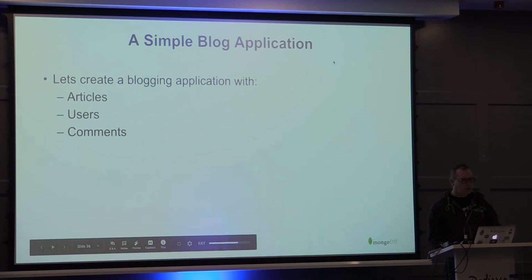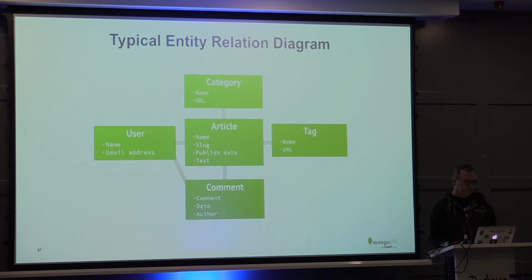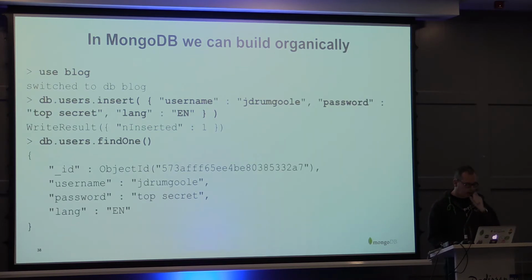So let's look at a simple blog application. Let's create a blogging application with articles, users, and comments. You do a typical entity relationship diagram with this if you're doing relational. But with MongoDB, you can just get started and work along organically. So we use blog, and we switch to the DB blog. Then we insert the first user with a password and a lang. We get a write result, and we find one, and there we have it. First user. We've created a user collection straight away. That's the first thing we need in our new blog application.